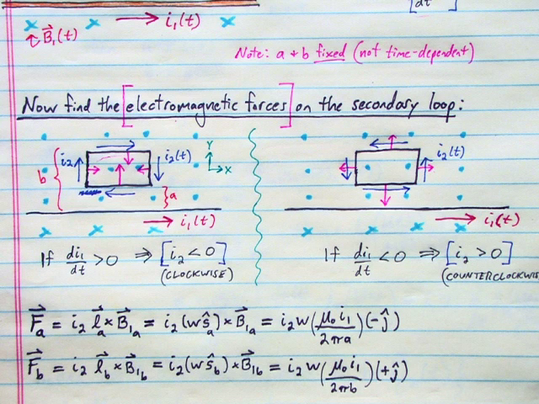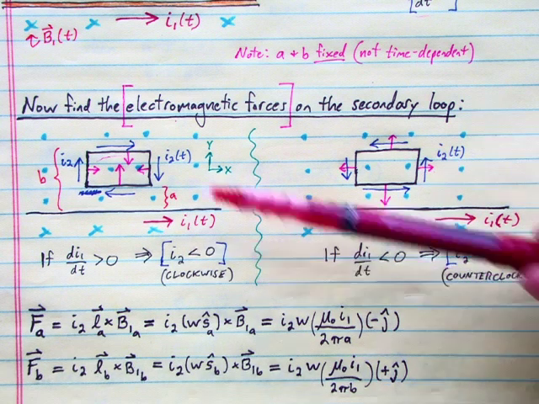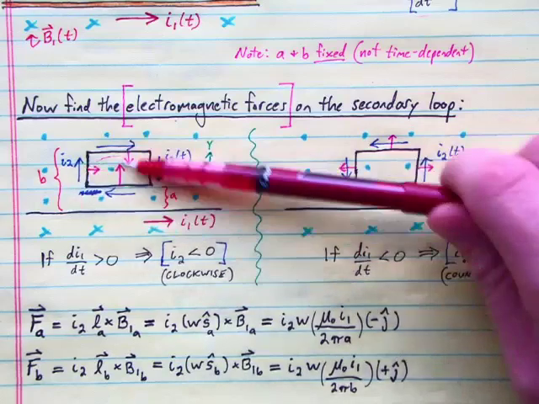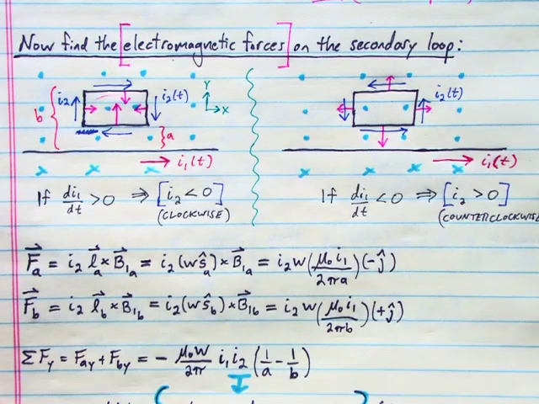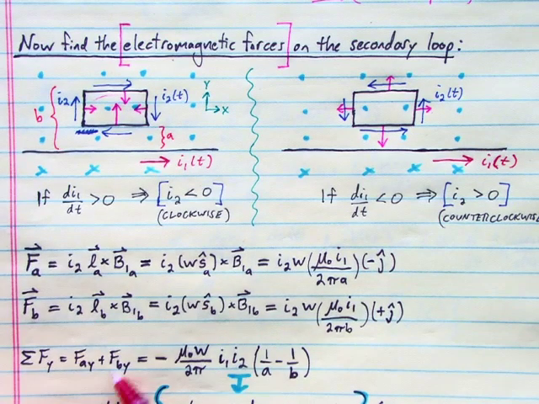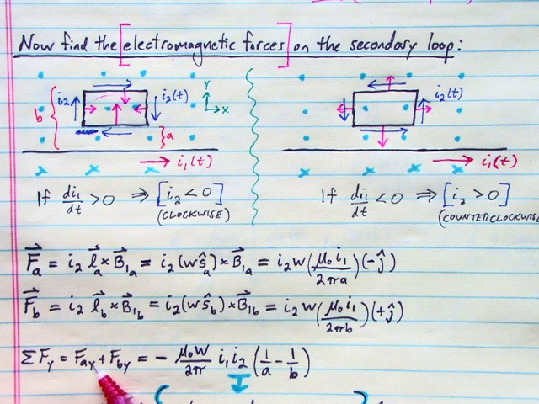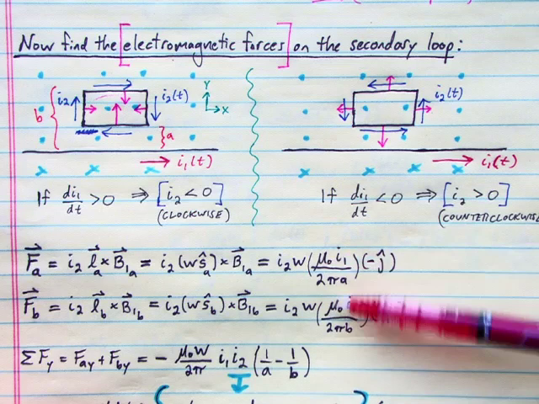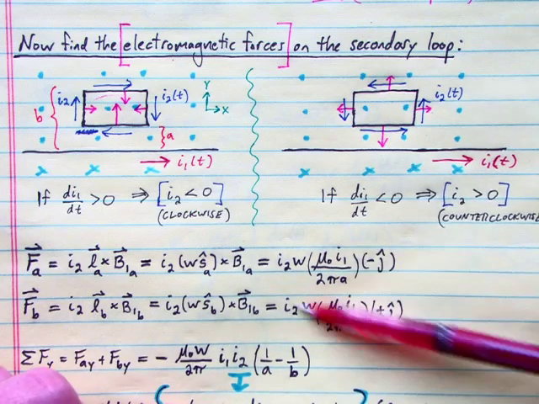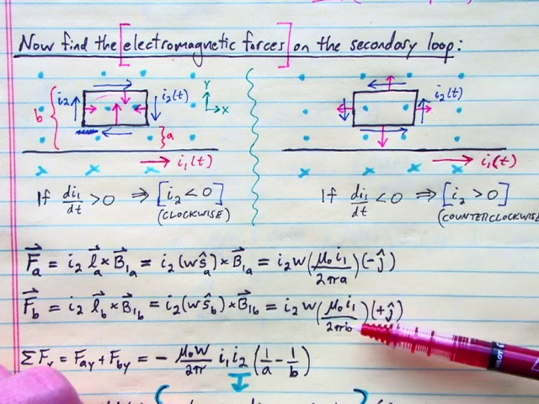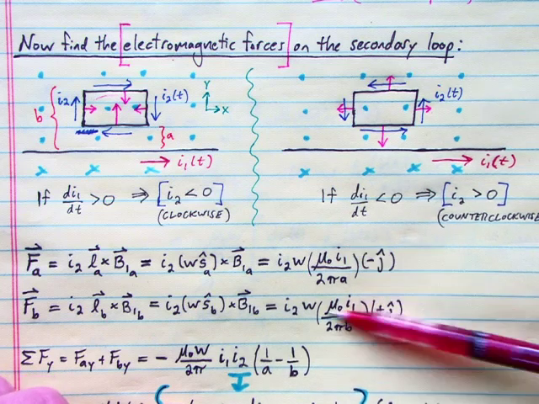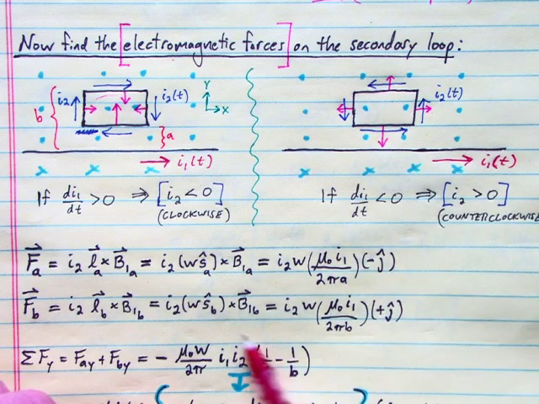All right. If we want now the net force on the whole rectangular loop, we need to sum these two. So let's find the net force in the y direction. That'll be the y component of the force on segment A plus the y component of the force on segment B. So we're adding these two expressions here. We see that they're identical to each other except for this difference in sign. And this is a 1 over A, and this is a 1 over B. So adding those two and factoring out the common factors, we get this.